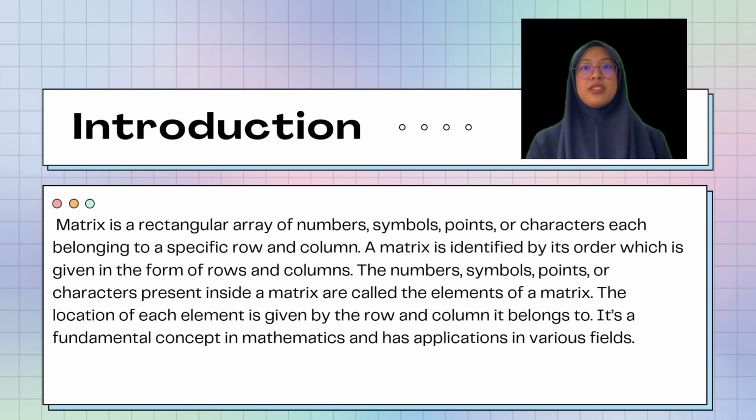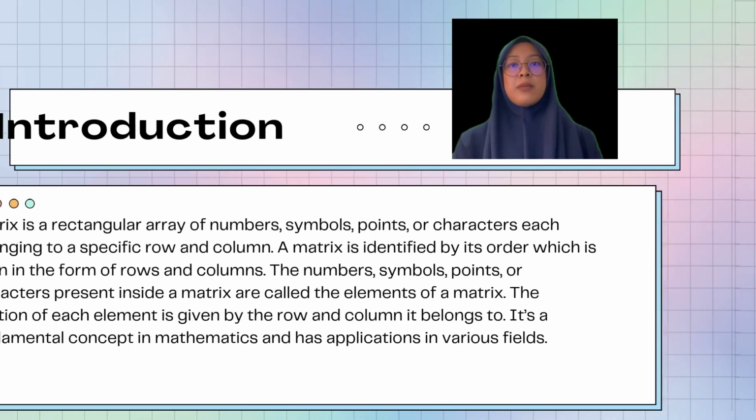A matrix is a rectangular array of numbers, symbols, points, or characters, each belonging to a specific row and column. A matrix is identified by its order, which is given in the form of rows by columns. The numbers, symbols, points, or characters present inside a matrix are called the elements of the matrix. The location of each element is given by the row and column it belongs to. It's a fundamental concept in mathematics and has various applications.